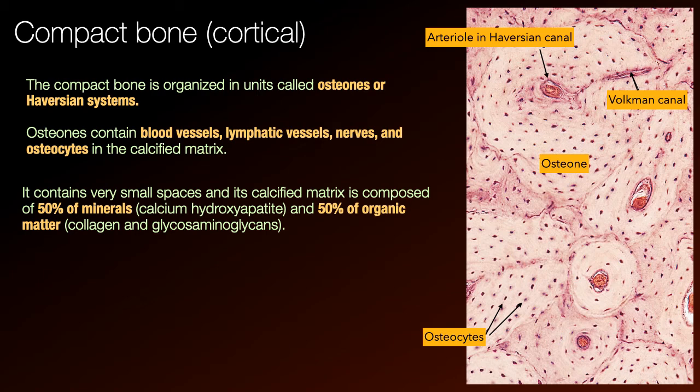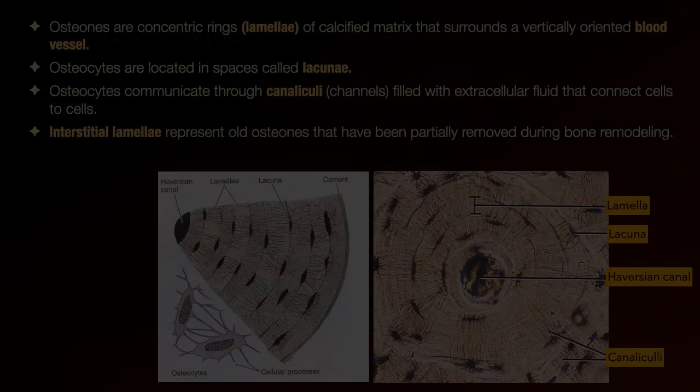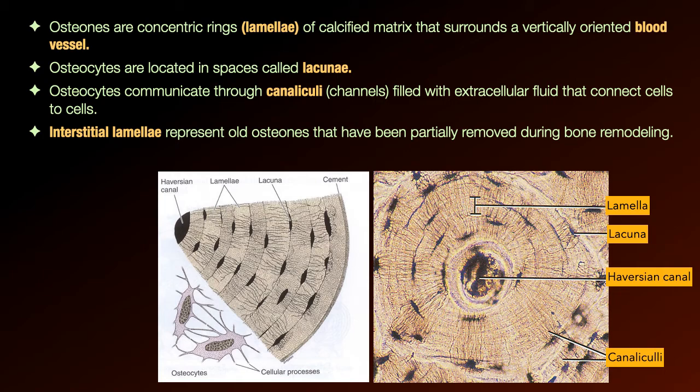Compact means that it has small spaces. This is due to an intense mineralization. So it is 50% hydroxyapatite and 50% collagen and glycosaminoglycans. Here you have a couple of images showing the structure of an osteon with its lamella, the central blood vessel, the osteocytes in the lacuna, and the canaliculi connecting each osteocyte.